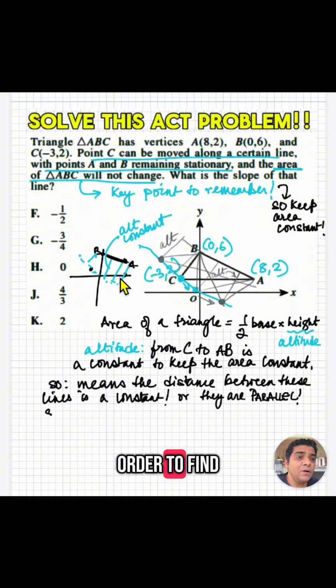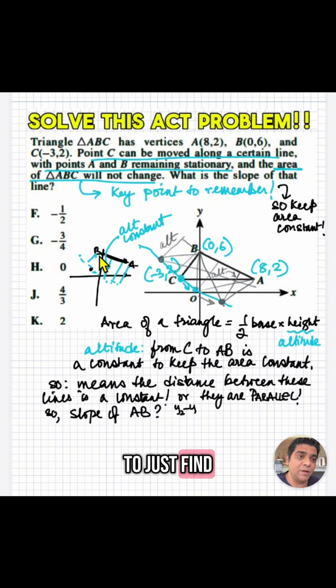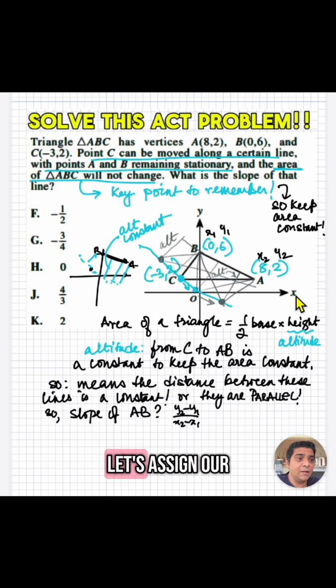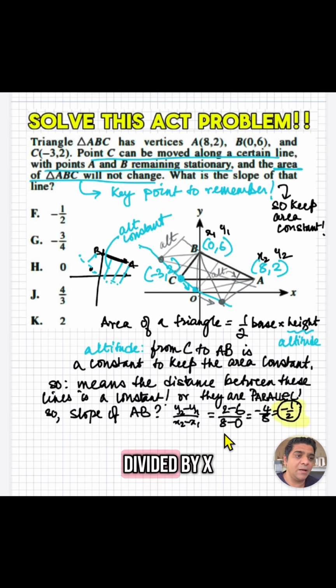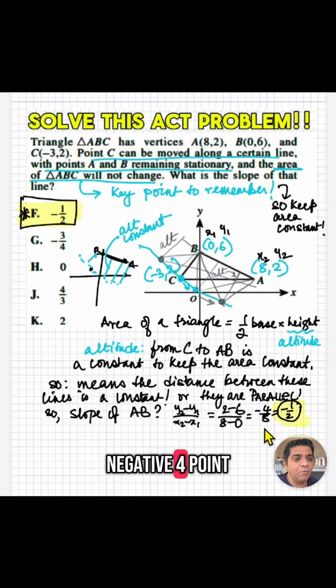So then in order to find the slope of that line that C moves on, we need to just find the slope of AB, which is y2 minus y1 divided by x2 minus x1. Let's assign our points: x2, y2 for point A, and x1, y1 for B. So we write y2 minus y1, 2 minus 6, divided by x2 minus x1, which is 8 minus 0. That gives negative 4 over 8, which is negative half. So that is represented by choice F, negative half. So that is our final answer.